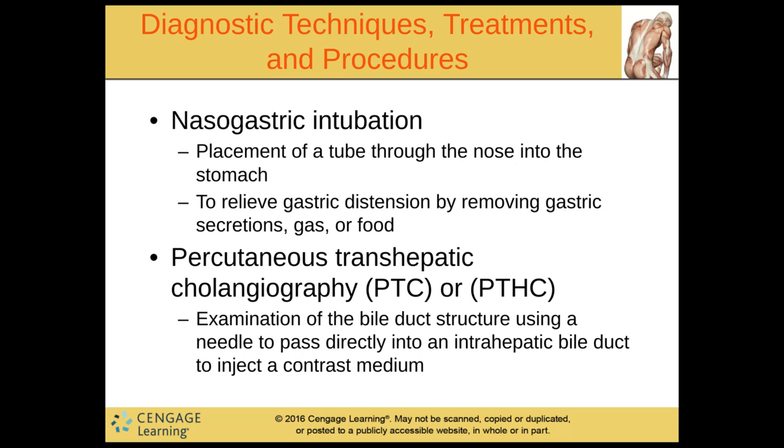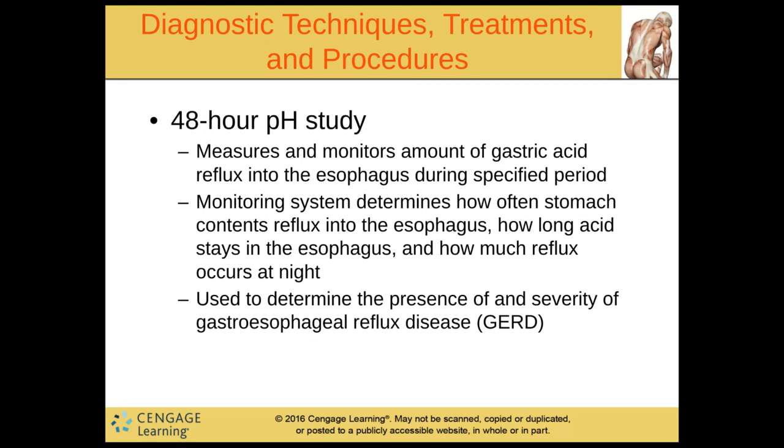We have a nasogastric intubation. So this is the placement of a tube through the nose into the stomach, and this is to help relieve any gastric distension by removing gastric secretions, gas, or food. Then we have a percutaneous transhepatic. Yeah, I'm not even going to try it. Okay, this is an examination of the bile duct structure using a needle to pass directly into the intrahepatic bile duct to inject a contrast medium.